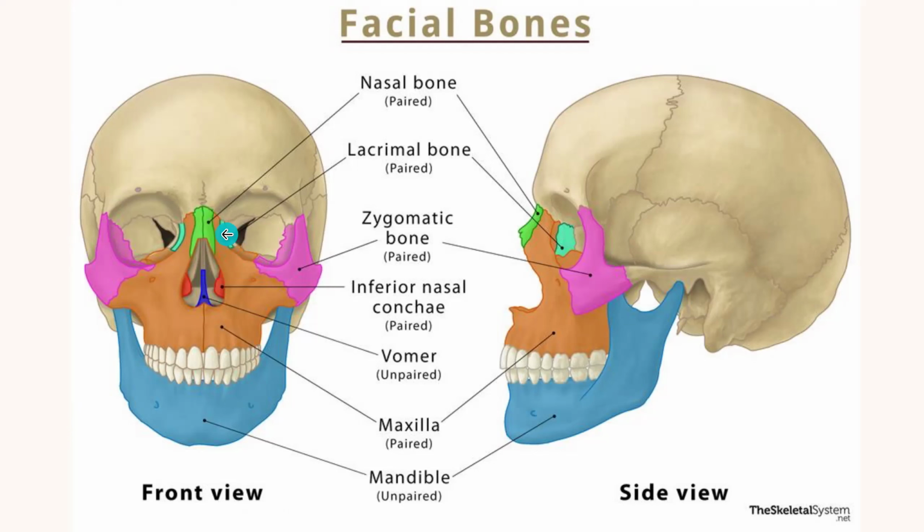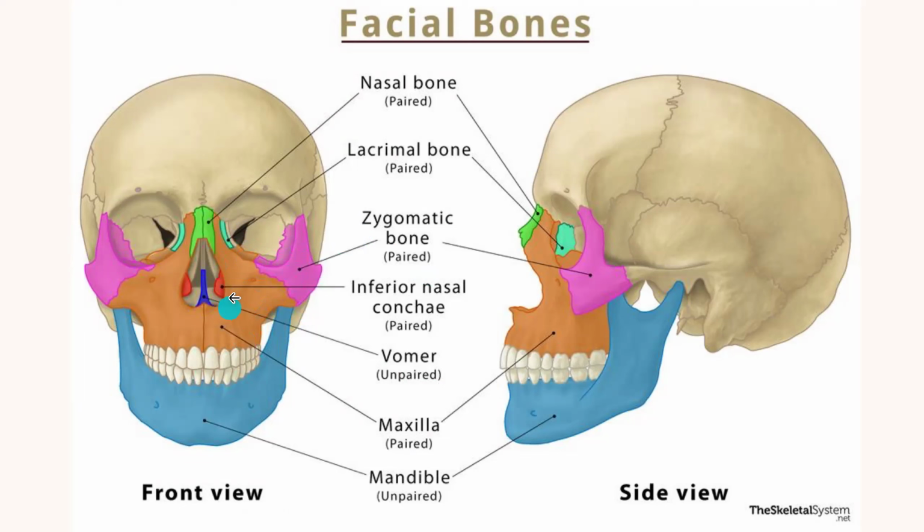Then we have lacrimal bone, which participates in the formation of the medial wall of the orbital cavity, and it is also a paired bone. And the zygomatic bone, which is also a paired bone, which is the cheekbone. Your cheeks are formed by the zygomatic bone.